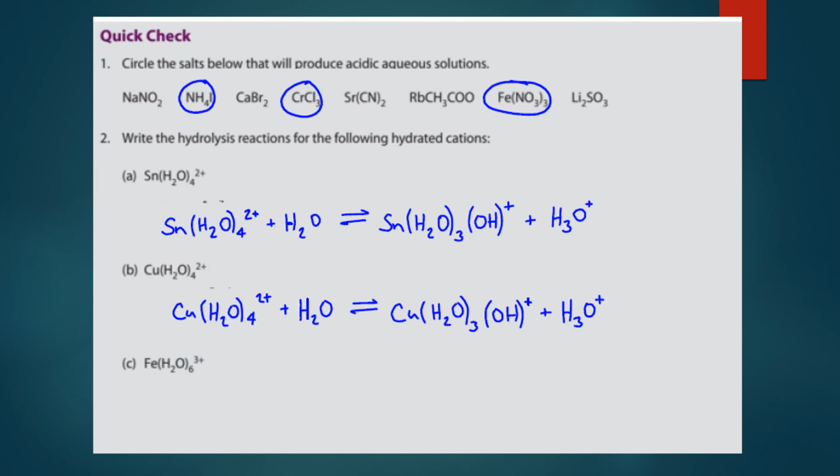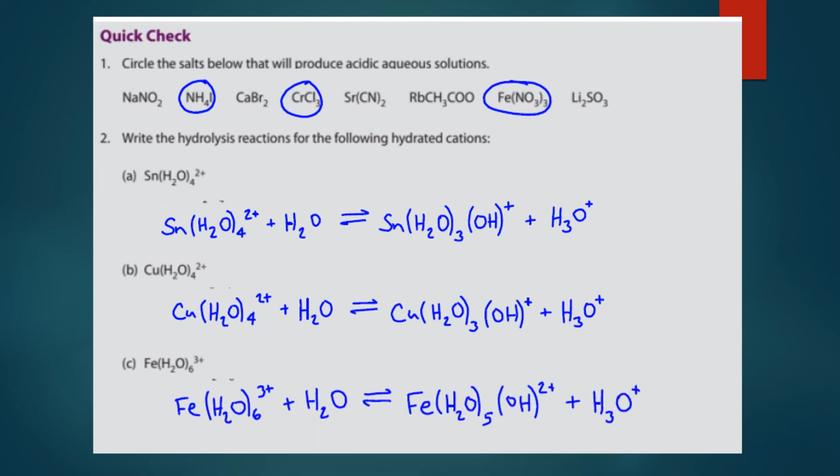Same thing with the copper here. When we mix them with water, we're going to take 1 hydrogen ion away from the copper solution there, and we're going to get a hydronium. Hexaaquo iron there. We're going to subtract 1 hydrogen ion from that, donate it to the water, and we get Fe(H2O)5(OH) 2+.